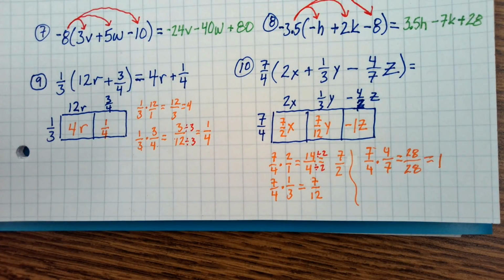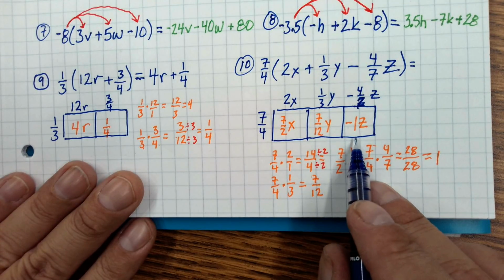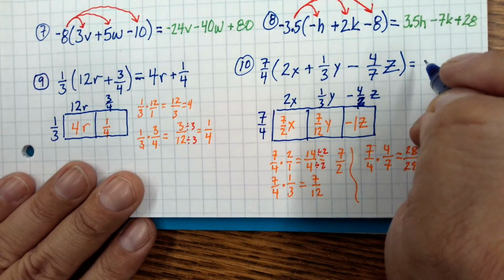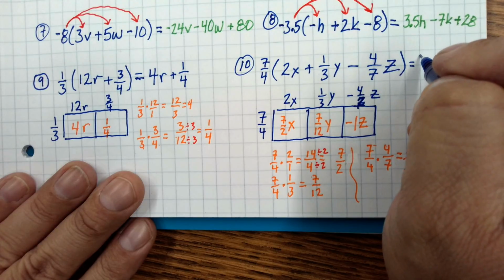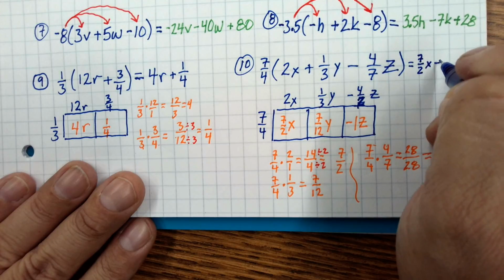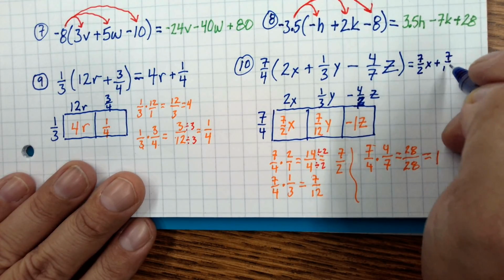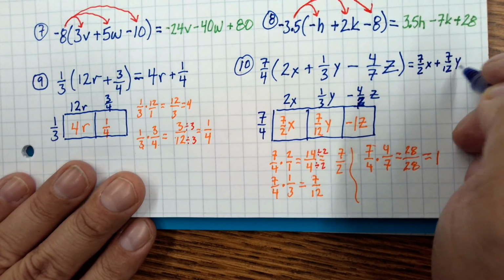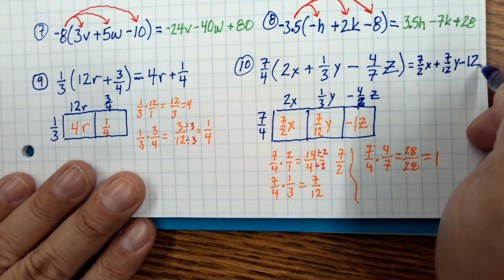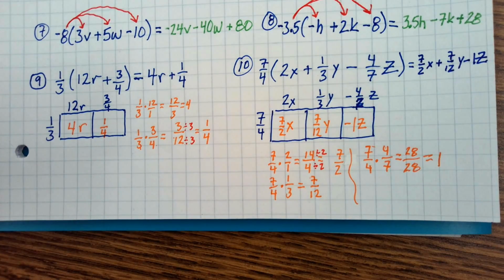So let's write it down. We've negative 1z. So we're going to do 7 half x, 7/2x, plus, because that's positive, 7/12 y minus 1z. Okay, so you're going to have some lovely fractions to work with.